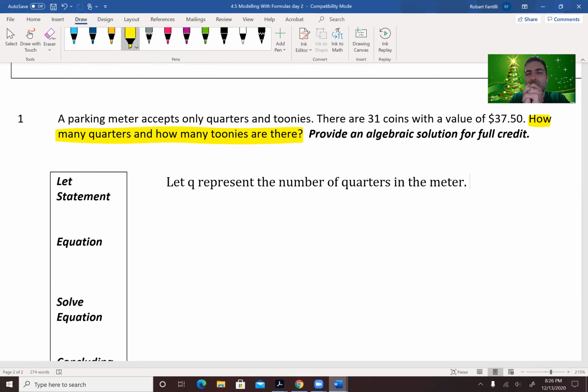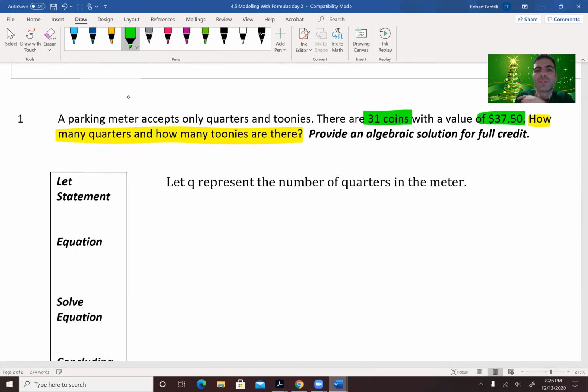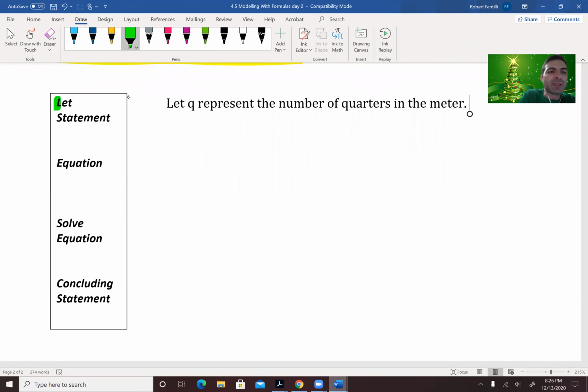Okay, so if I told you there's 31 coins, by the way, and that's some of our important information, 31 coins and a value of $37.50. It says provide an algebraic solution. So we need to use expressions or equations to solve, obviously an equation here. And don't forget from last time, let statement, equation, solve. And I told you you can use therefore. So we're going to use the therefore symbol.